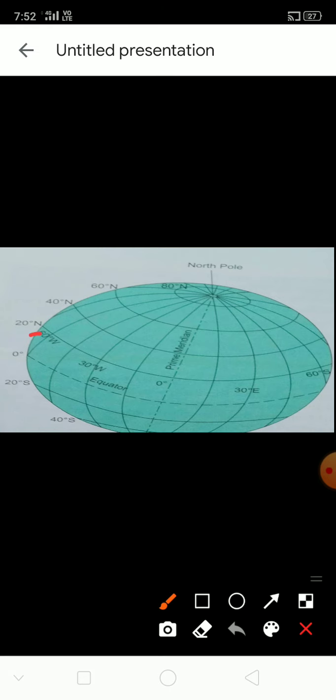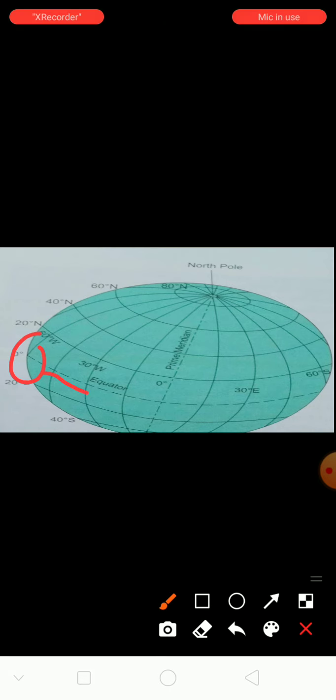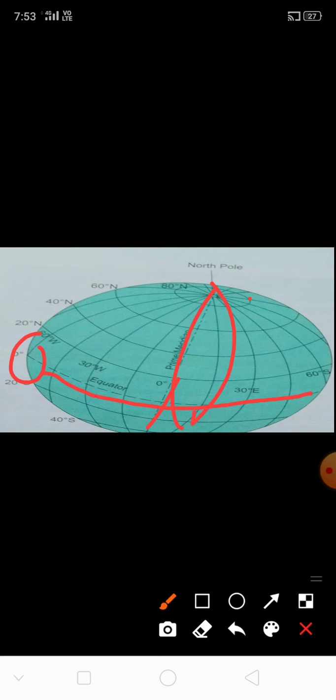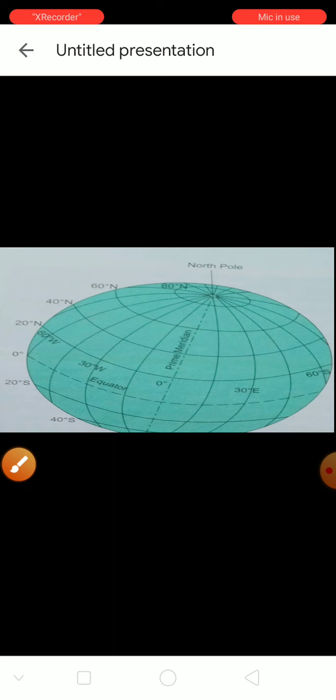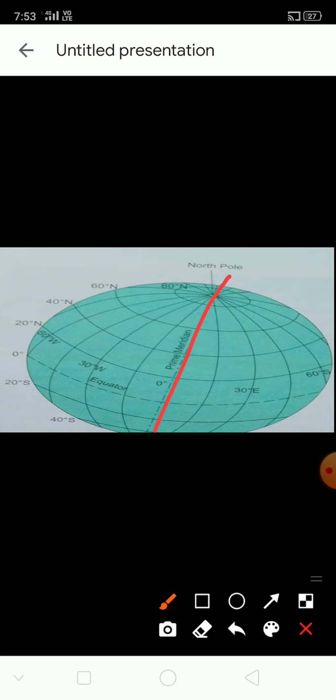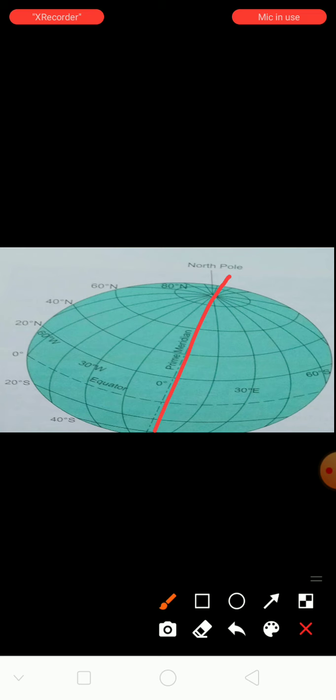See here, this is the 0 degree. The Greenwich line passes here. So it is the Greenwich meridian or the prime meridian. The prime meridian divides the earth into the eastern hemisphere and the western hemisphere. This is the eastern. See here, the prime meridian is here. The earth is divided into two hemispheres, eastern and western.